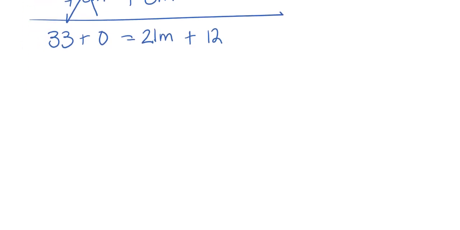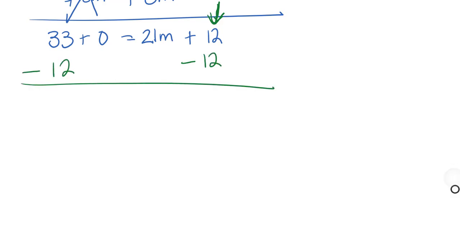So we have the variable on one side, so that's good. Now the only thing is we need to get rid of this 12. So in order to get rid of the 12, we're going to subtract 12 on both sides. So this becomes 0. We're left with, on the right-hand side, 21m. 33 minus 12. 3 minus 2 is 1. 3 minus 1 is 2. So we have 21 is equal to 21m.